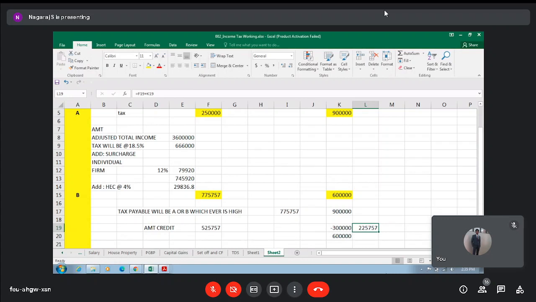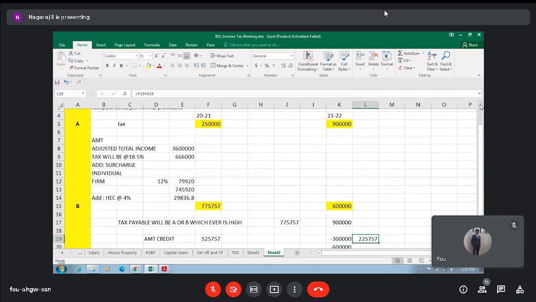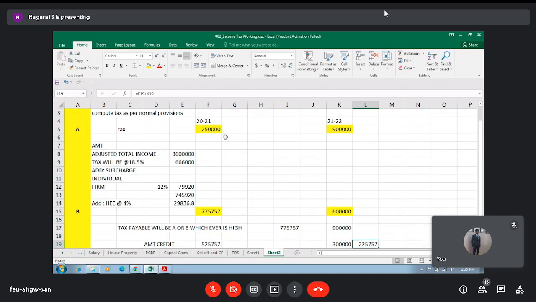Are you guys understanding? Yes. They will ask the question, what is the tax payable? One question they may ask. What you need to understand in that? The tax as per normal provision or tax as per AMT, whichever is higher you need to pay. That is the first question they may ask. Second thing, how much AMT credit can be carried forward? Carried forward credit is how much they may ask, which is nothing but the difference of AMT amount and the normal provision. That is the amount of credit AMT they can carry forward.